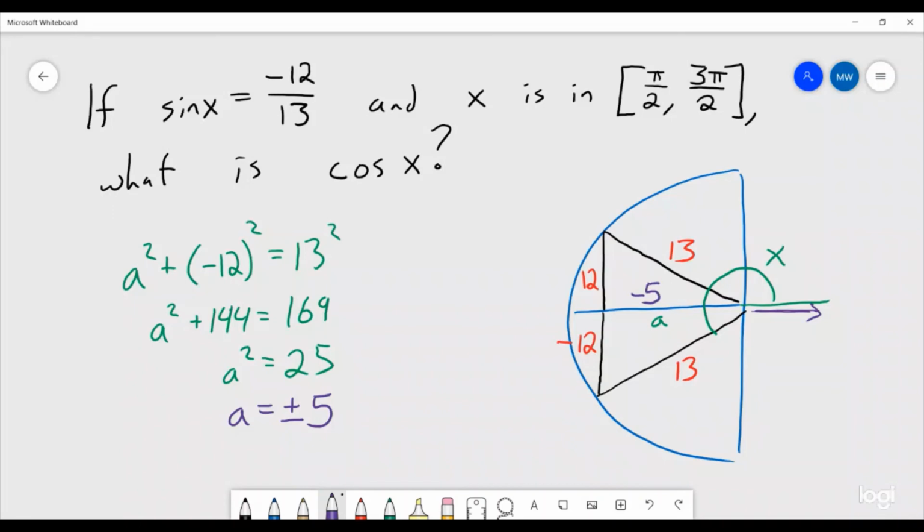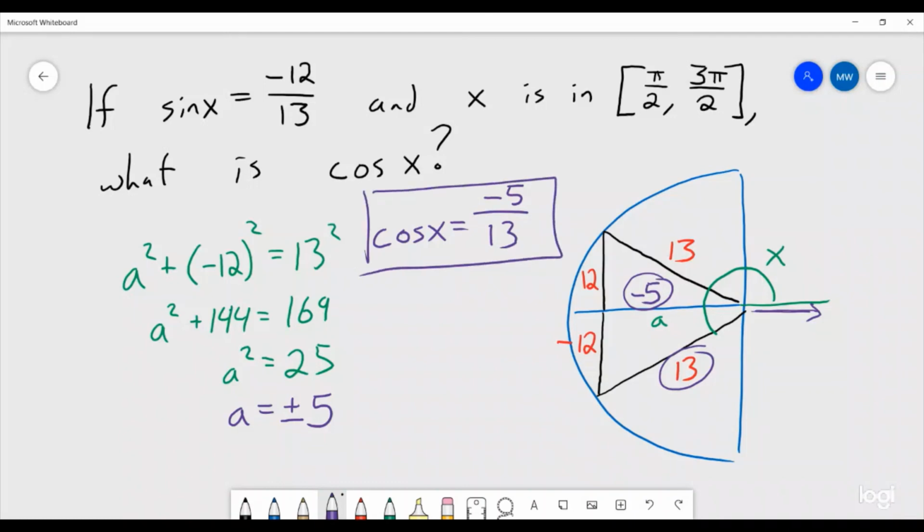Now that we have all of those different sides labeled, what's cosine of x? Well, cosine is adjacent divided by hypotenuse. So that means that in this case, cosine of x is going to be negative 5 divided by 13. And that is the answer you should pick on your test.